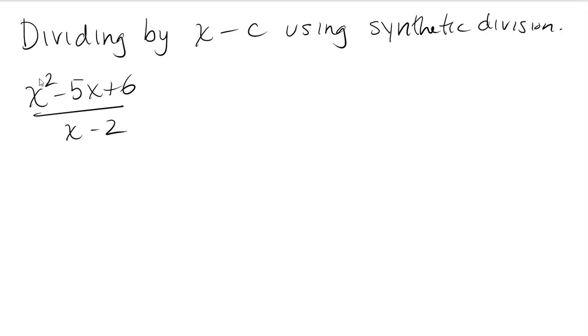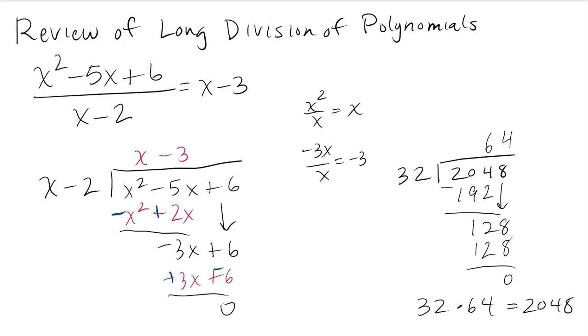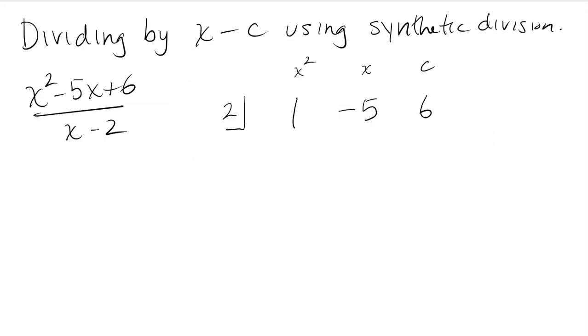Here's how it works. List the coefficients of your dividend. So the coefficients are 1, -5, and 6. I don't need any placeholders here. This stands for 1x squared, this is -5x, and this is the constant term. And then off to the side in the little nook, we're going to write the value of c. Notice that we're dividing by x minus c, so c here is 2. That effectively switches the sign. Remember, every time we subtract, we have to switch the sign? That step essentially takes care of that.